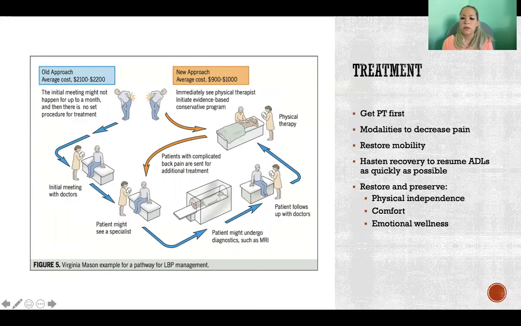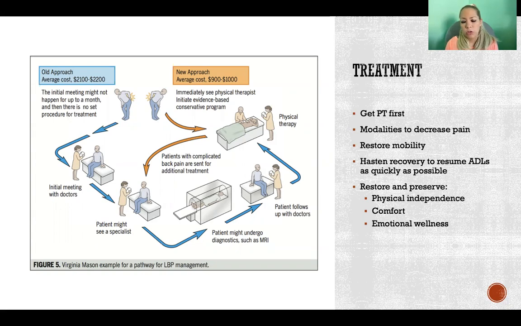So the treatment, what's interesting is it used to be that you have back pain, you go to the doctor, and sometimes it could take a month or more to get in with the doctor. And then they might refer you to see a specialist, and then they might send you for diagnostics like an MRI or other things. Then there's the follow-up with the doctor, and then they send you to physical therapy. So that's a common kind of chain of events. That's how it used to be.